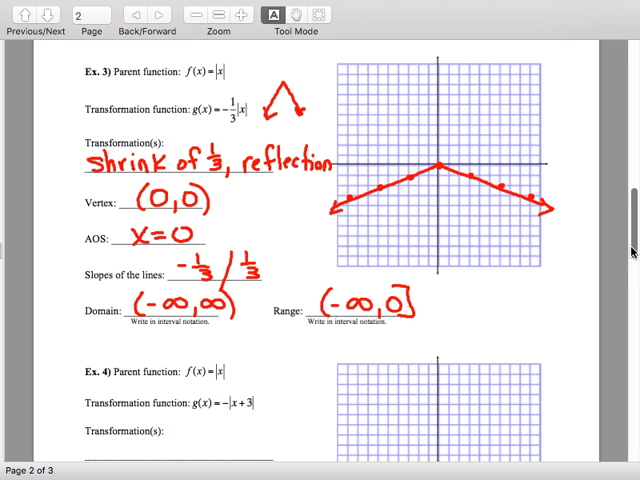All right, try example 4. I'm going to pause, and I want you to try this. See how much of it you can do on your own.